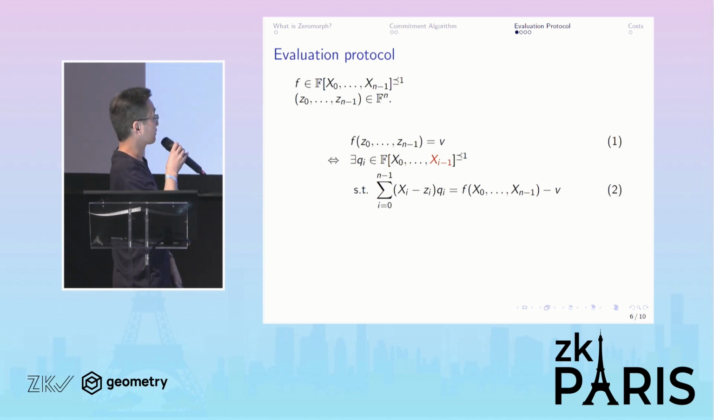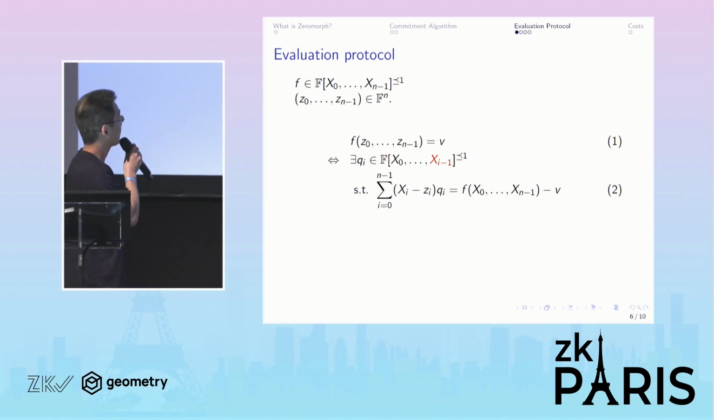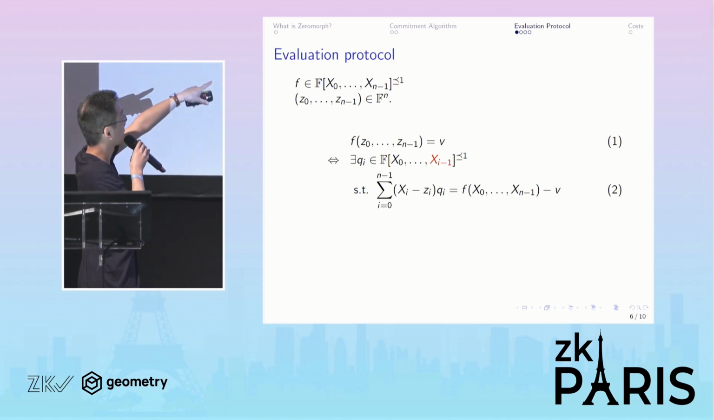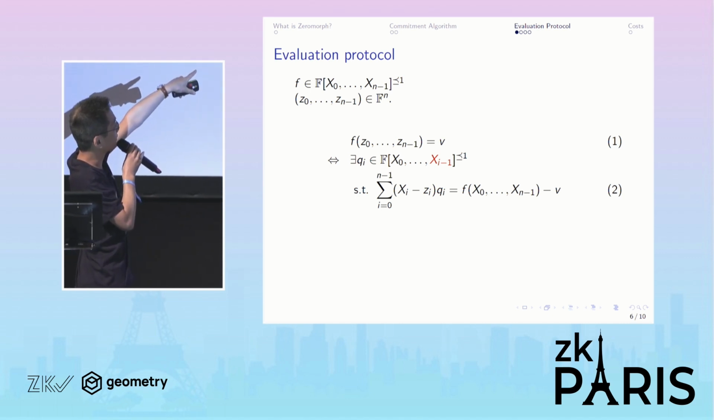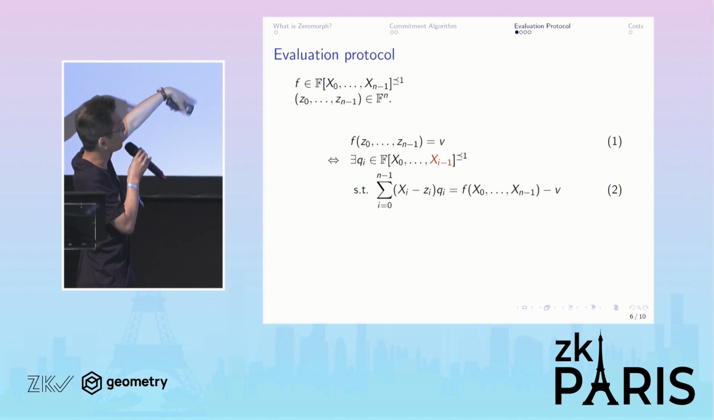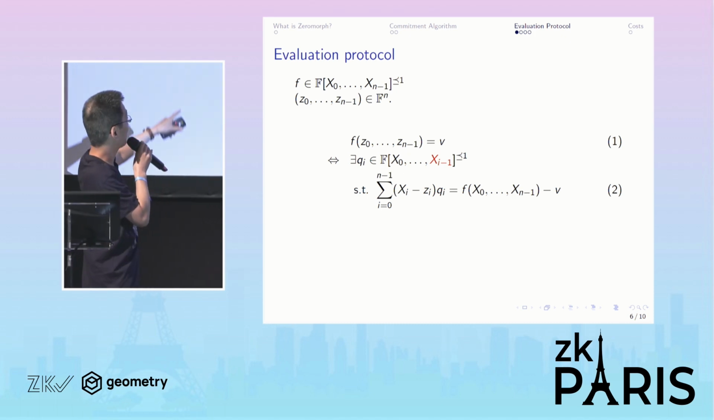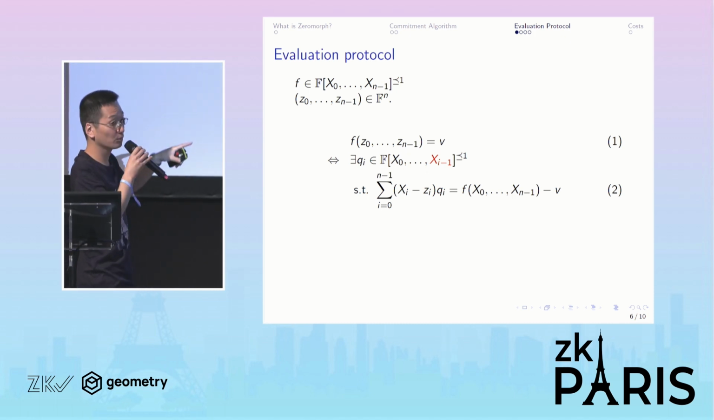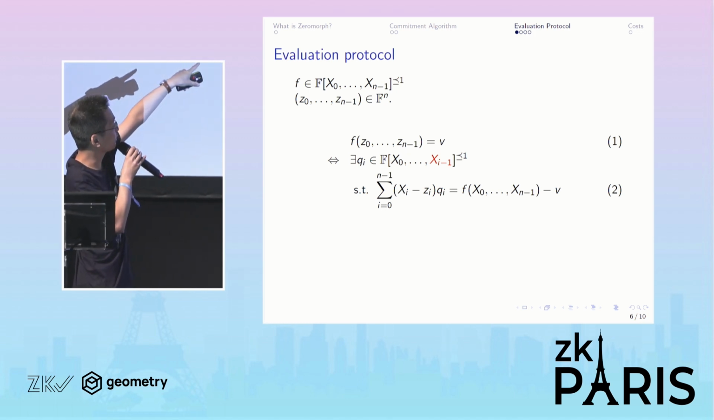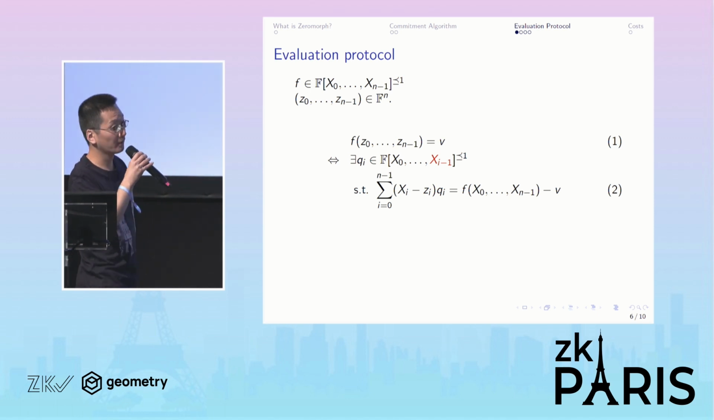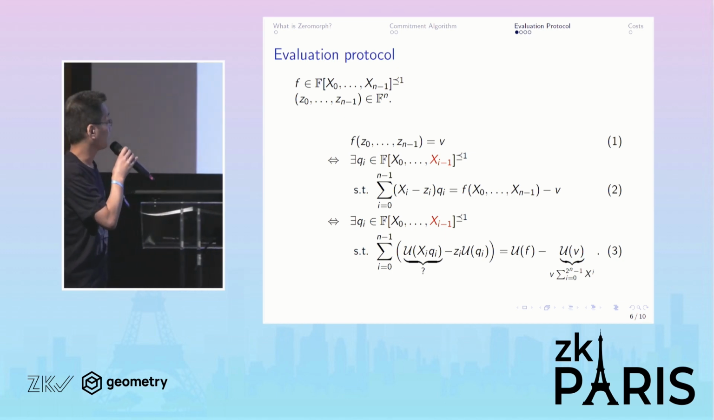OK, so back to the usual multilinear KZG. What the verifier does to verify equality 2 is that the verifier receives the commitment to q_i from the prover, and then uses an elliptic curve pairing. But for Zeromorph, we are not going to do that. What we are going to do is apply the isomorphism from the previous slide to both sides of 2, make it into a univariate polynomial, and the verifier checks the equality at the challenge point. So this is what we are going to do.